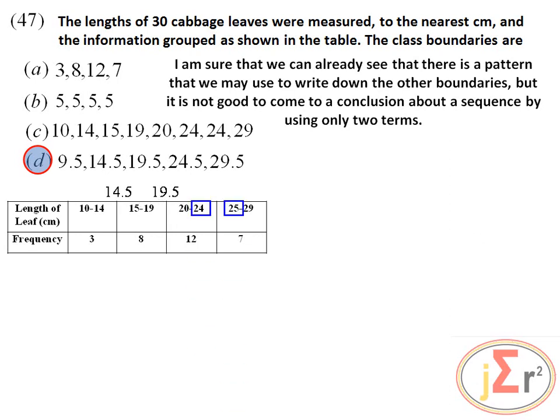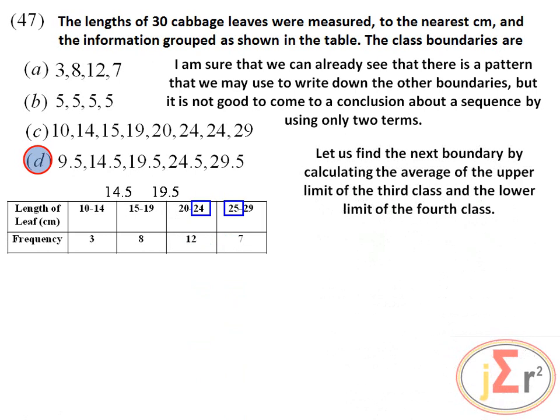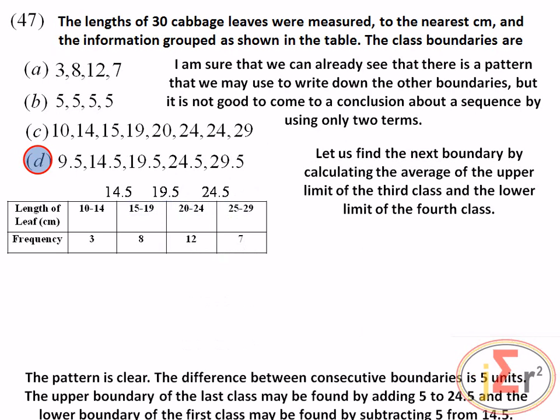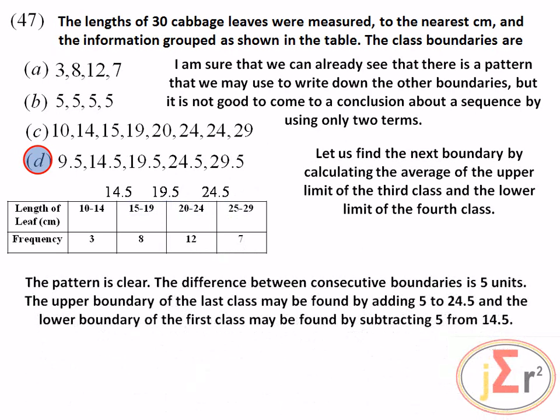Let us do another one. Let us find the next boundary by calculating the average of the upper limit of the third class and the lower limit of the fourth class. By taking the average again, we get 24.5 as we imagined. The pattern is clear. The difference between consecutive boundaries is 5 units.